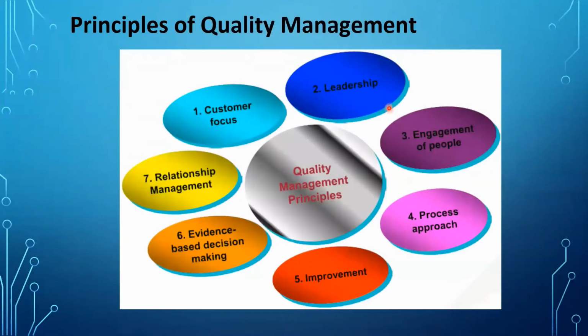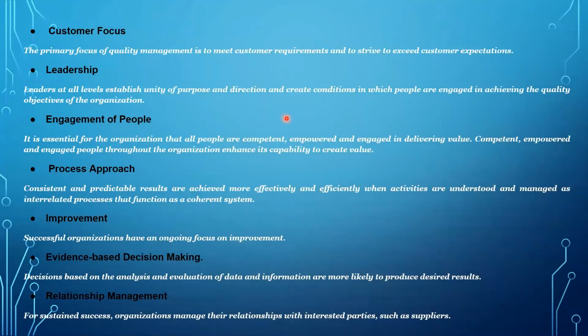Now let us see the principles of quality management. There are 7 principles. Let's start with the first, customer focus. The primary focus of quality management is to meet customers' requirements and to strive to exceed customers' expectations. Second, leadership. Leaders at all levels establish unity of purpose and direction and create conditions in which people are engaged in achieving the quality objectives of the organization. Third, engagement of people. It is essential for the organization that all people are capable, empowered, and engaged in delivering value. Capable, empowered, and engaged people throughout the organization enhance its capability to create value.